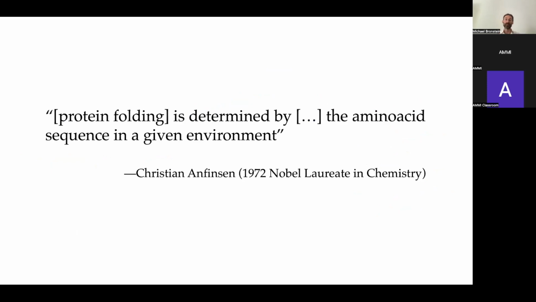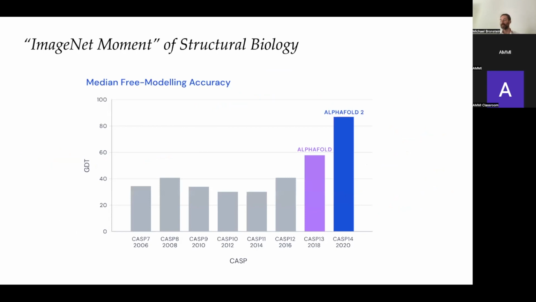Christian Anfinsen in the 70s conjectured that the folding structure of the protein can be fully determined by the amino acid sequence. And there was a kind of competition called CASP in the structural biology domain where people were competing, trying to predict the structure from sequence. In 2018, AlphaFold from DeepMind significantly outperformed the competing approaches. So that was a kind of ImageNet moment in structural biology. And then 2 years ago, AlphaFold 2 performed even better.